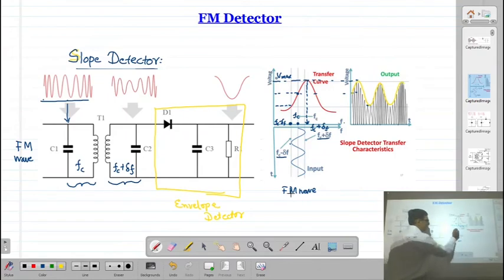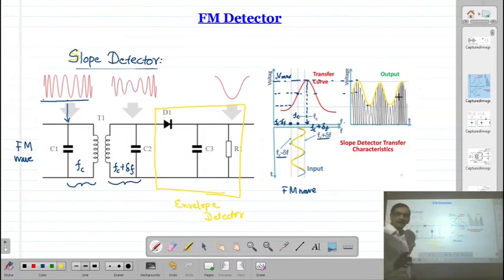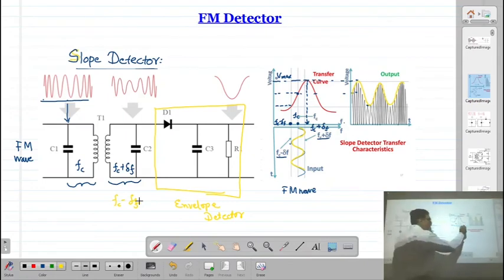As my frequency is varying like this, sinusoidally, the output voltage of the tank circuit is also going to vary. Remember again that the tank circuit is not tuned for the carrier frequency, but it is tuned for a frequency higher than the carrier frequency. The same kind of result you will also obtain if it is tuned for Fc minus delta F. So ultimately, the output of the tank circuit is nothing but an amplitude modulated wave.